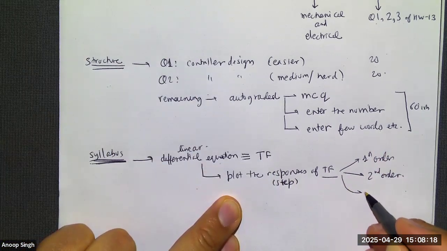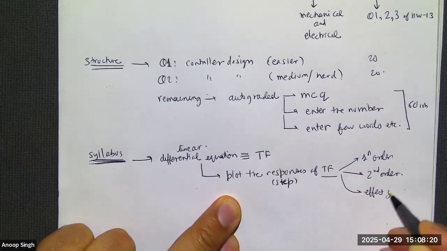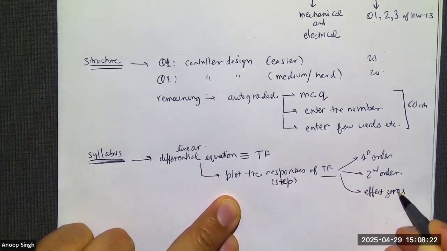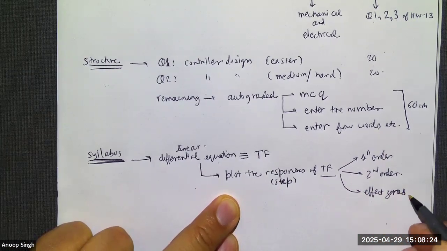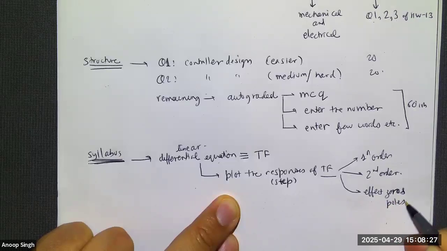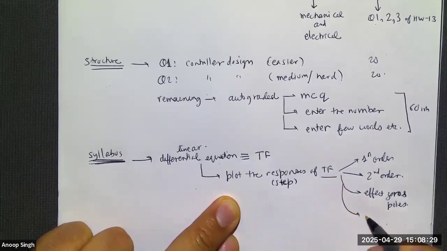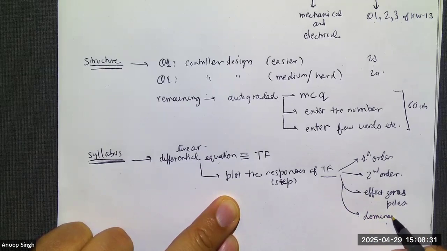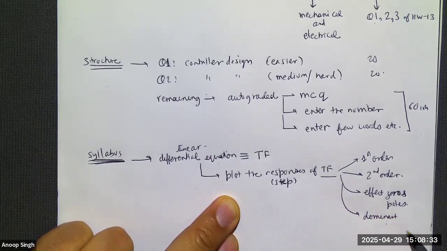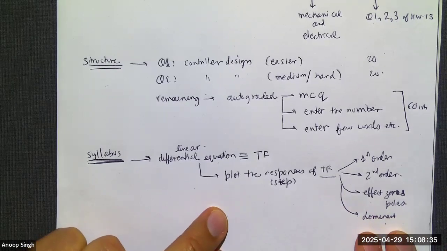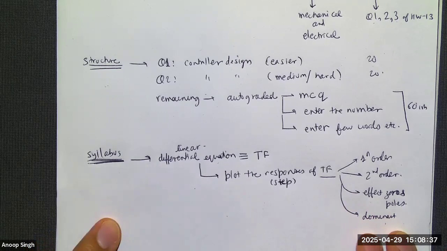But then we also talked about what would happen if you put zeros in the system. Zeros make the response faster and higher overshoot. And what happens if you put more poles in the system? And we also talked about the dominant pole stuff. So dominant poles or dominant zeros are the ones which are closer to the origin in the real part.